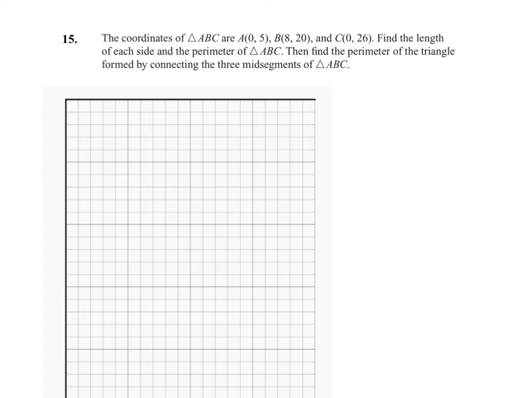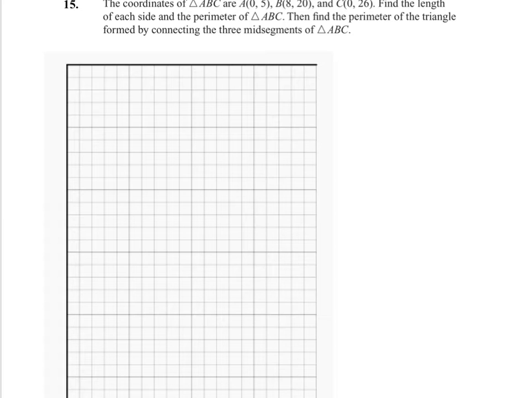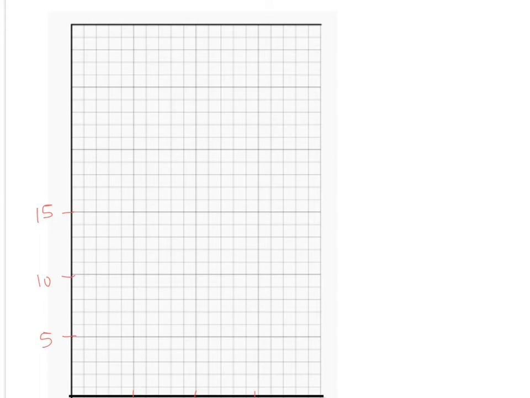And our last one says the coordinates of ABC are (0, 5), (8, 20), and (0, 26). Find the length of each side and the perimeter of ABC. Then find the perimeter of the triangle formed by connecting the 3 midsegments. So the first thing we need to do is graph this. If you count by 5s, or each line is 1. Okay, let's plot.